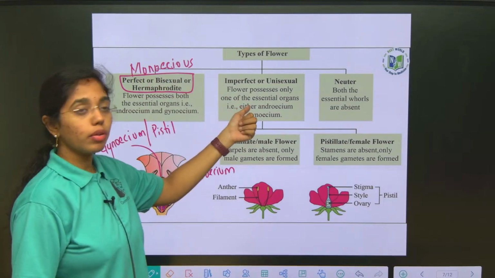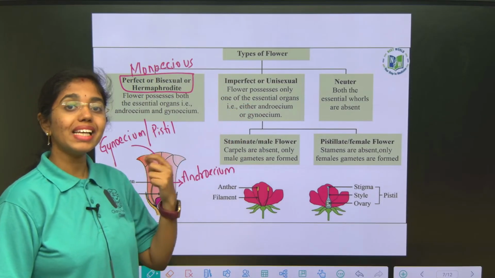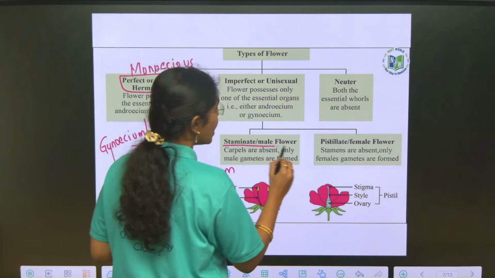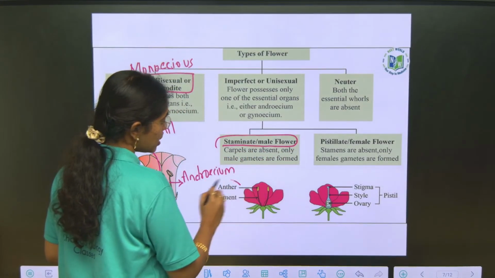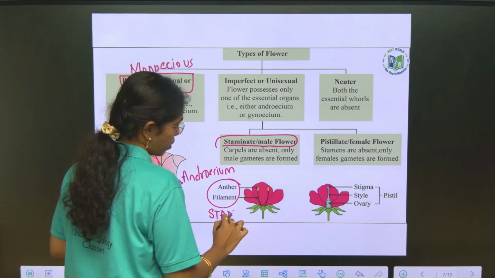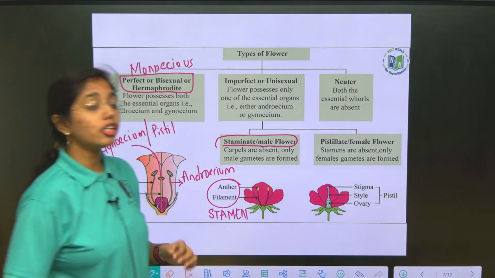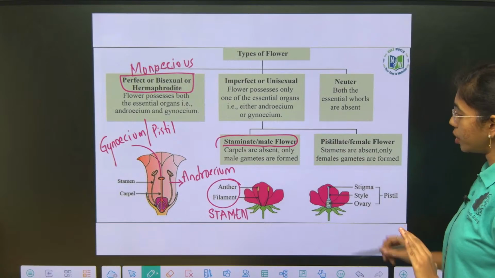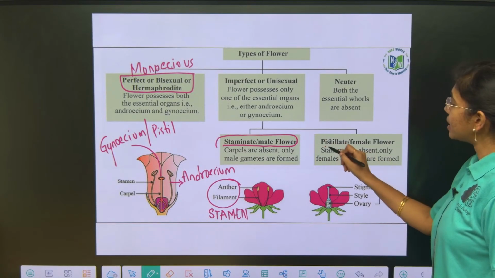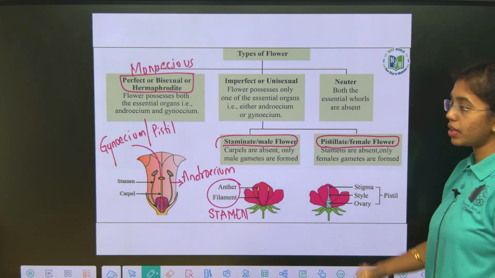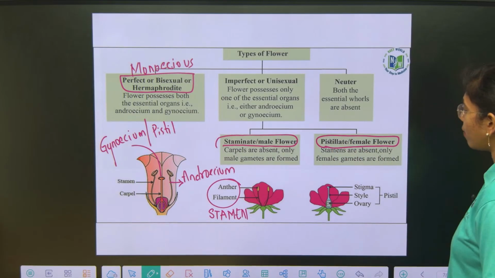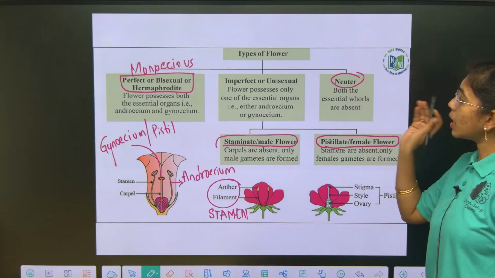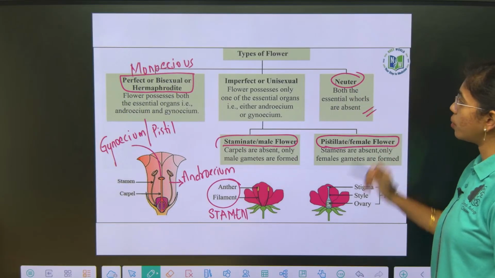Next, imperfect or unisexual flowers. If a flower bears only stamen or only androecium, then that male flower is also called staminate. The flower has only stamen. If the flower bears only pistil or gynoecium, then that flower is called what? Pistillate or female flower. Stamens are absent and only female gametes are formed. And neuter flower, you see, both the essential whorls are absent here.